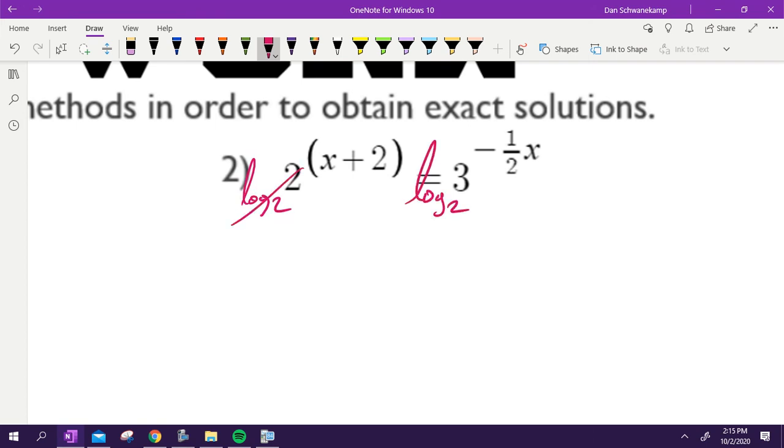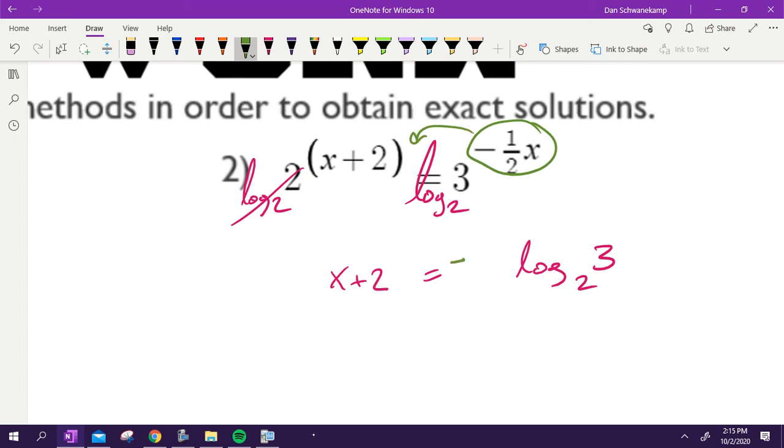On this side, it's easy. It's going to cancel. It leaves me with just x plus 2. On this side, it doesn't cancel. It's log base 2 of 3. Remember, that's just a number. And if I'm taking the log of this, remember what we can do with that is we can take this exponent and put it out in front. And so it's going to be negative 1/2 x log base 2 of 3.